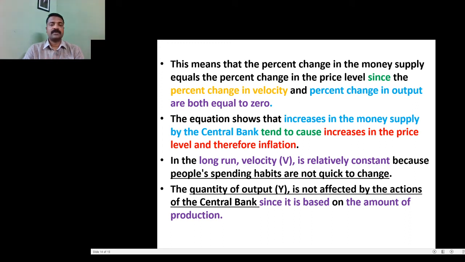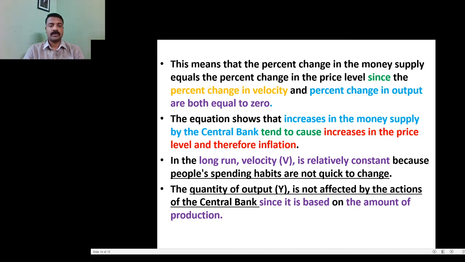In the long run, velocity is relatively constant because people's spending habits are not quick to change. Okay. അപ്പൊ ലോങ് റണ്ണിനകത്ത് വെലോസിറ്റി എന്ന് പറയുന്നത് അത്രത്തോളം ഒരു ചേഞ്ച് സംഭവിക്കാനായിട്ടുള്ള സാധ്യതയില്ല. ബിക്കോസ് ദ സ്പെൻഡിങ് ഹാബിറ്റ്സ് ആർ നോട്ട് ക്വിക്ക് ടു ചേഞ്ച്.